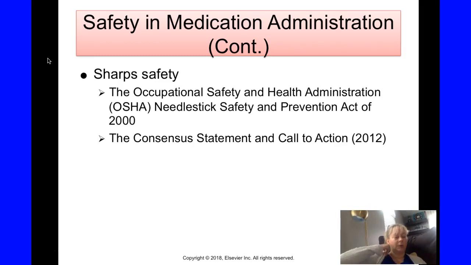And then speaking of sharps safety. So we do have a Needlestick Safety and Prevention Act of 2000.